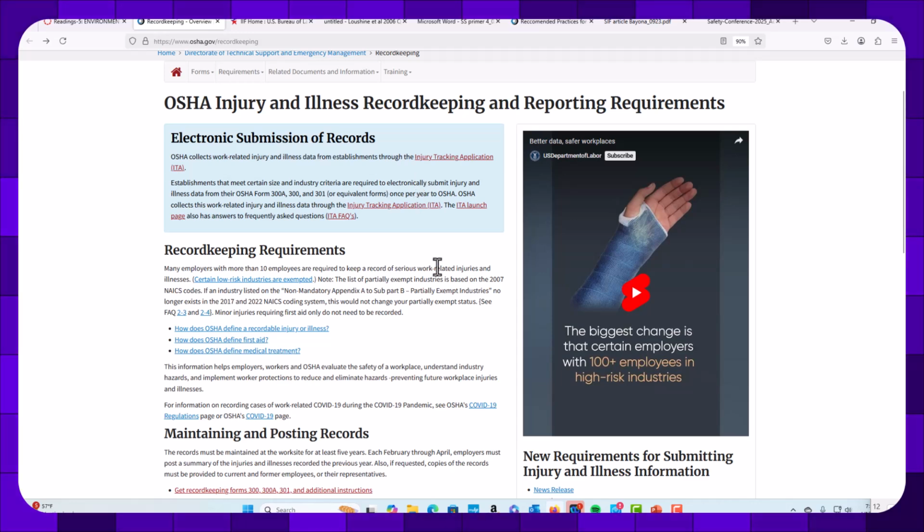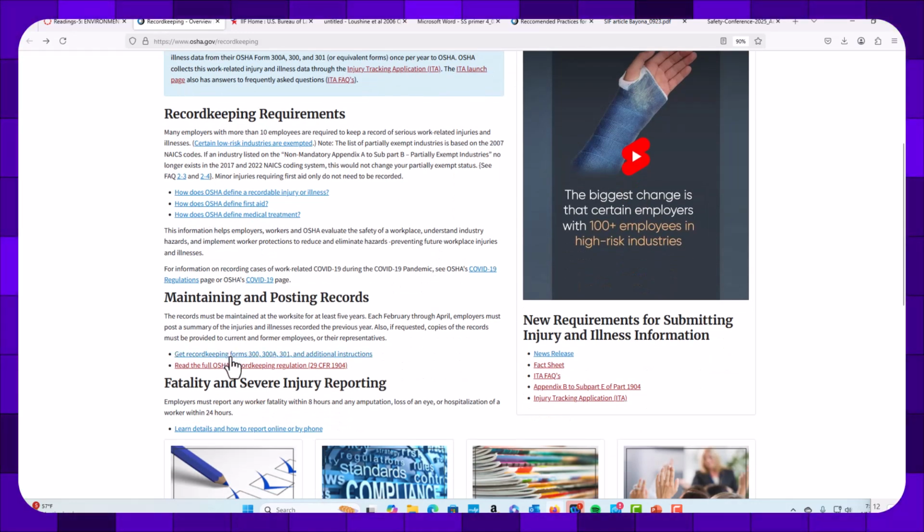If you don't know what the 300A is, we can go down here. We can click on this and you can look at it. It's the annual summary. 301 is the first report of injury. That's your accident investigation form. The 300 is the log of injuries and illnesses, and then 300A is the annual summary. And you're required to complete that. Somebody, a corporate level person has to review it and sign off on it, and then you have to post it. Is it February 1st through April 30th?